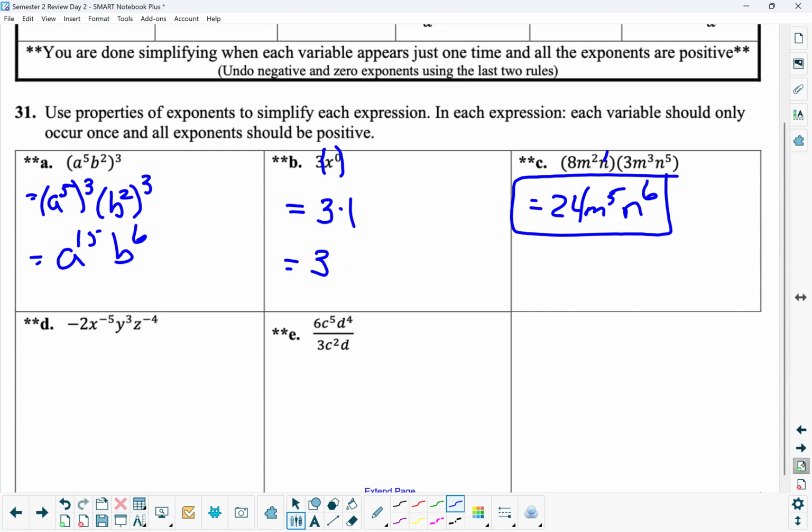With negative exponents, I always just start moving things around. The negative 2 does not have a negative exponent. It's going to stay in the numerator. X to the negative fifth, that exponent is negative. It's going to move from the numerator to the denominator. Y to the third does not have a negative exponent, so it stays in the numerator. Z to the negative fourth moves to the denominator, and the exponent becomes positive.